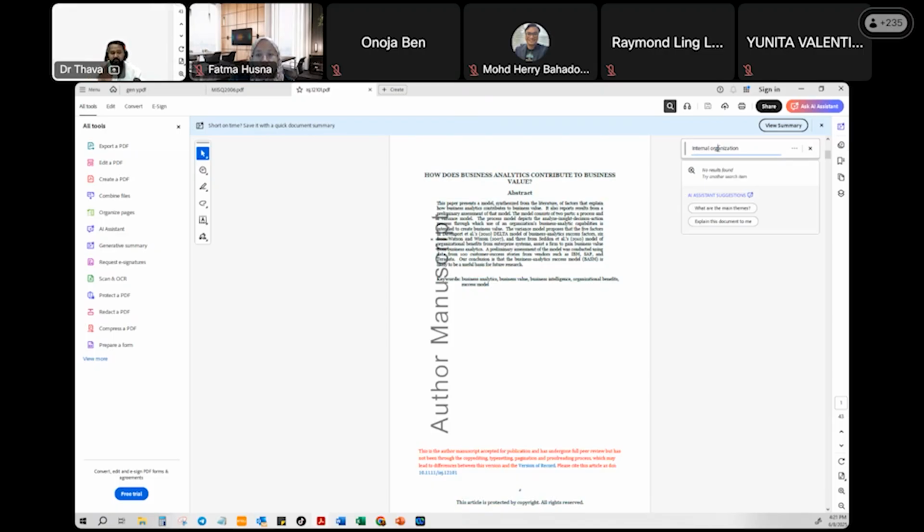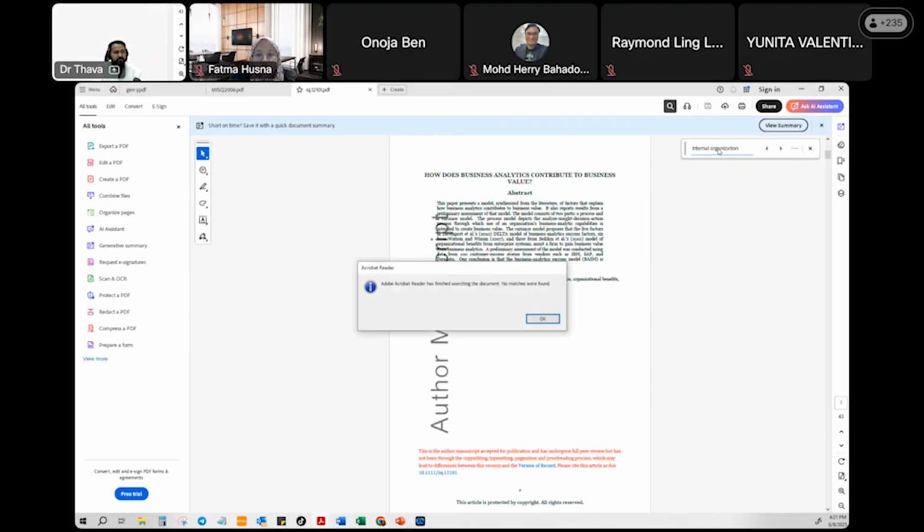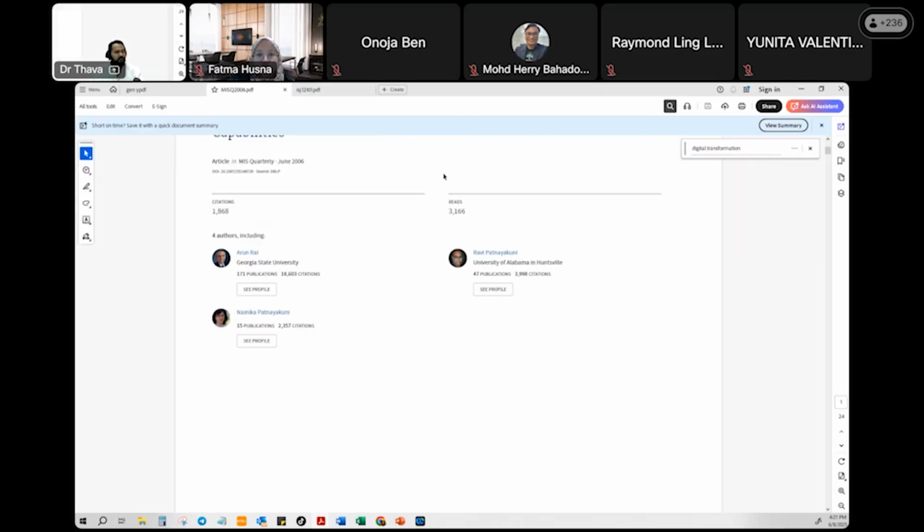So the papers are true, but the content cannot be found. Internal organization also cannot be found. Very, very unfortunate. Imagine if you write a PhD thesis that talks about internal organizational capability based on what ChatGPT gives, with those two main citations, but in reality those words are not even in the paper. And if your examiners find out, how are you going to defend? This is something that you really need to understand.